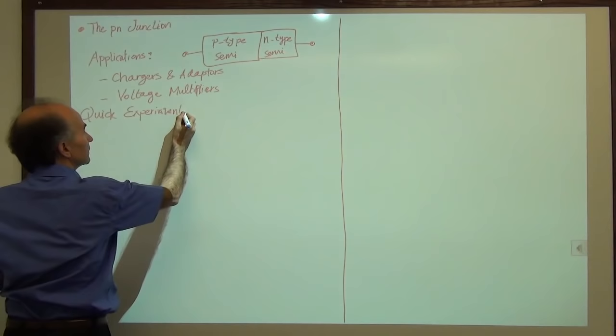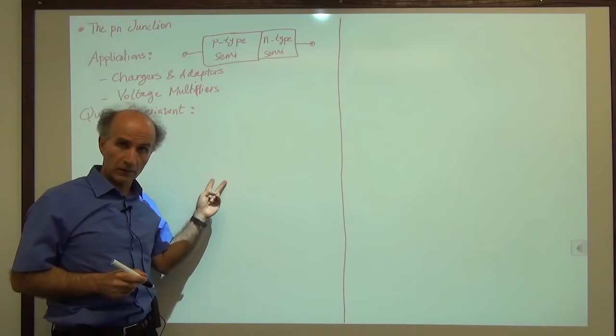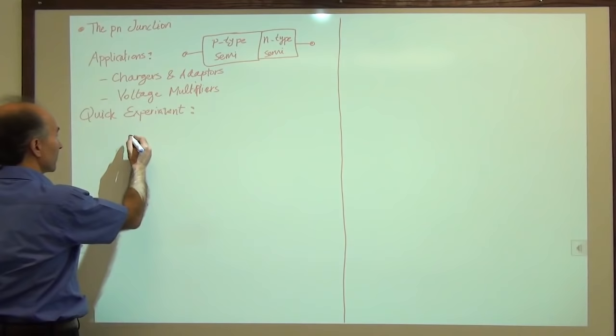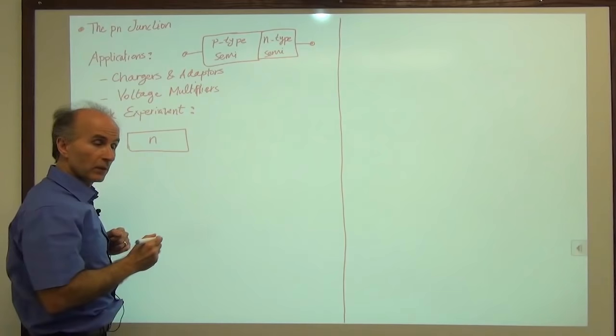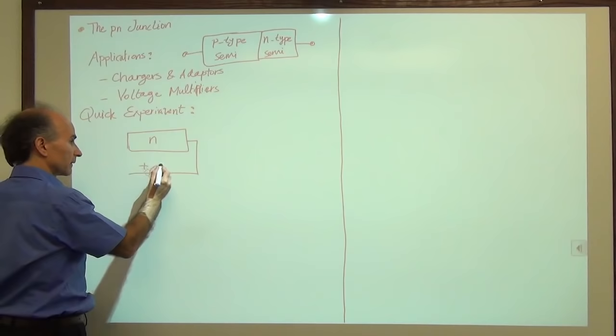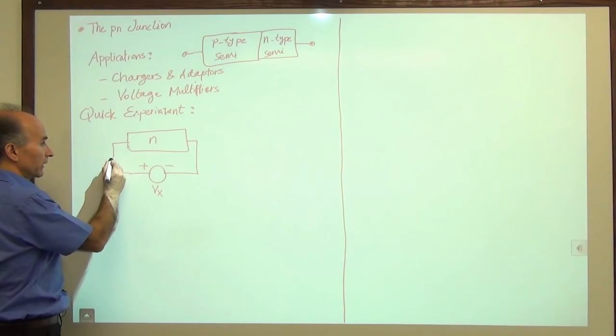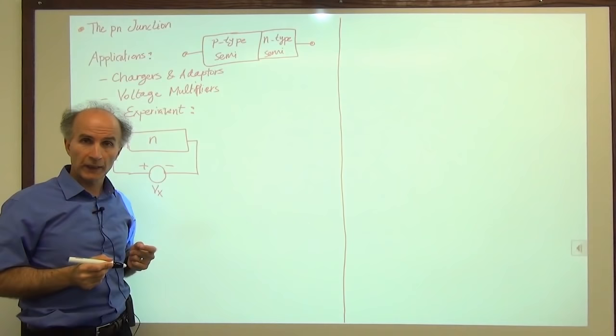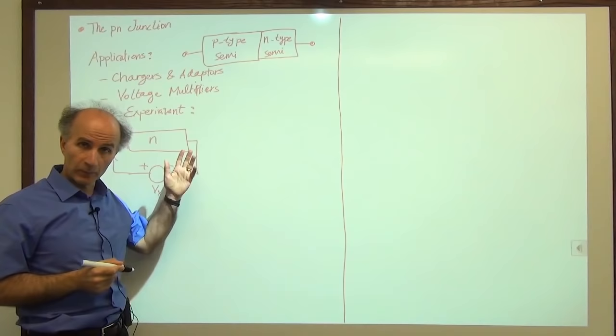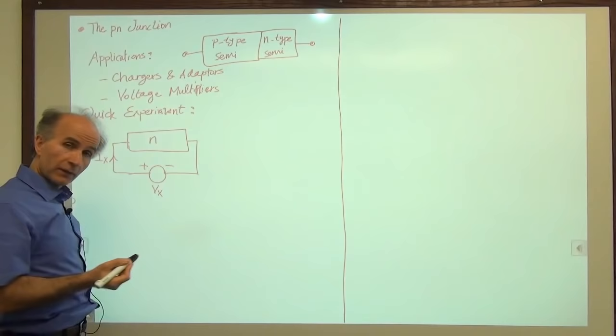All right, so I will perform two experiments on this board to show you some interesting effects. First experiment, let's take a piece of N-type semiconductor and apply a variable voltage to it and measure the resulting current. What should we expect? Well, this is just a resistor. Remember, we calculated the resistance based on mobility and carrier density N. So it's just a resistor.